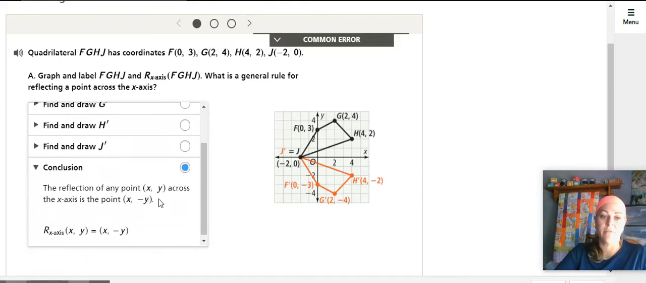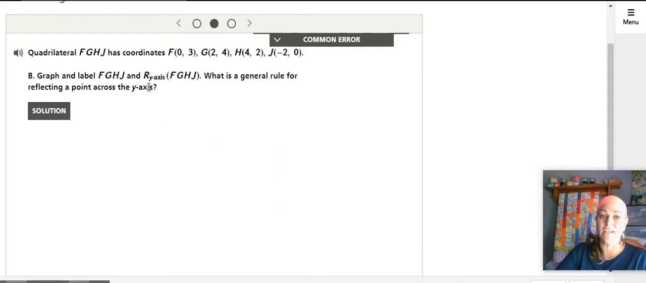It says if you reflect X, Y, or the point XY, then you actually end up with the new point X, negative Y. So look at 0, 3, 0, negative 3, 2, 4, 2, negative 4, and so on. So the original XY turns into X negative Y.